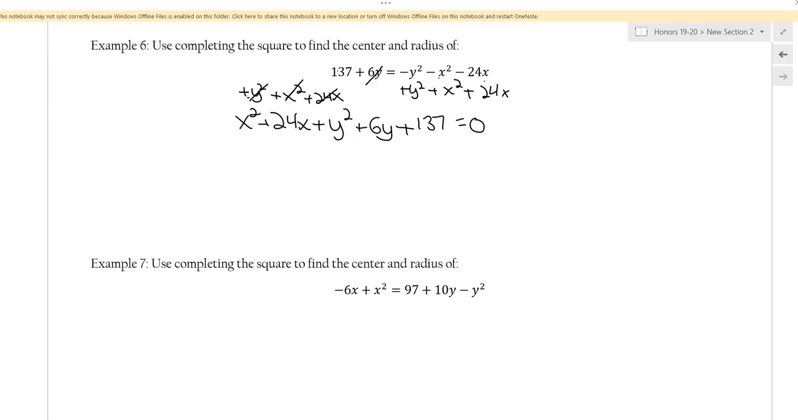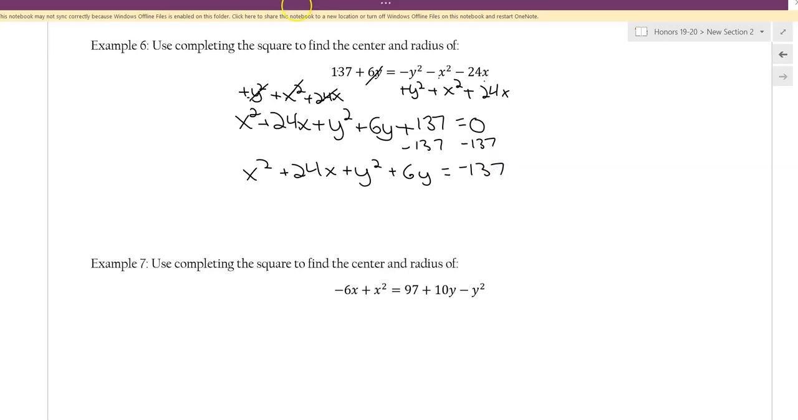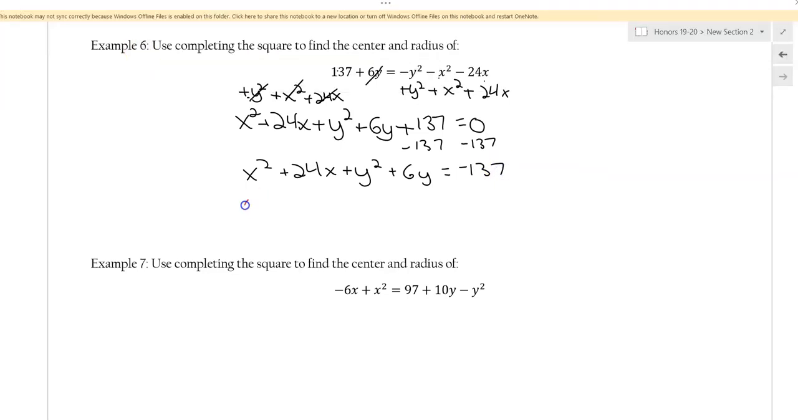Now, this is exactly like the problem we've done before. So I'm going to subtract 137 from both sides. And we have x squared plus 24x plus y squared plus 6y equals negative 137. Add in our blanks, we have x squared plus 24x plus blank plus y squared plus 6y plus blank equals negative 137 plus blank plus blank.